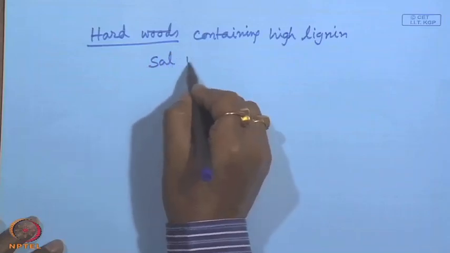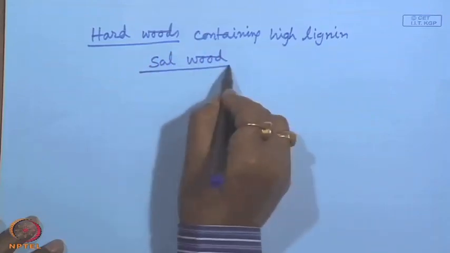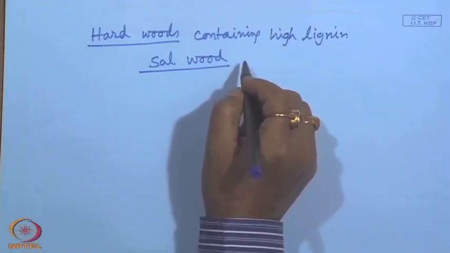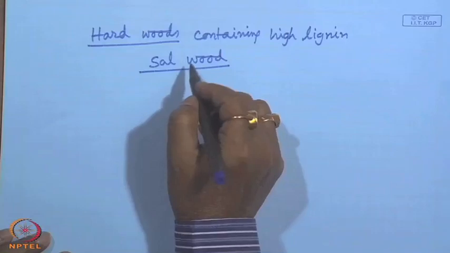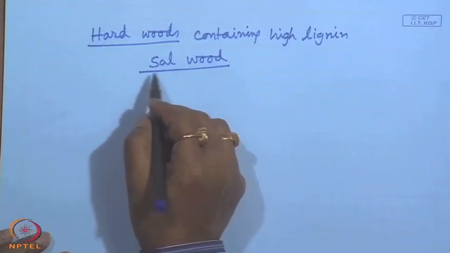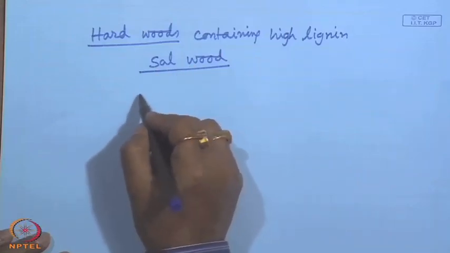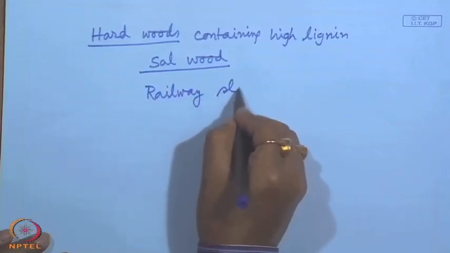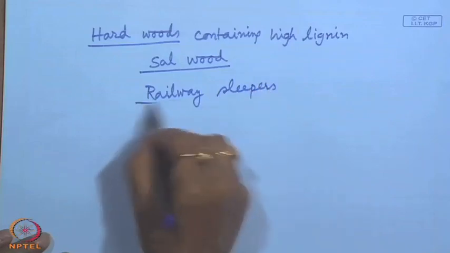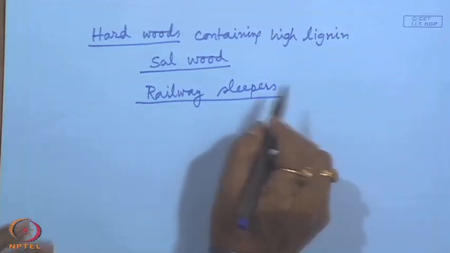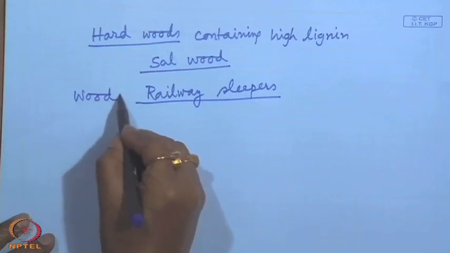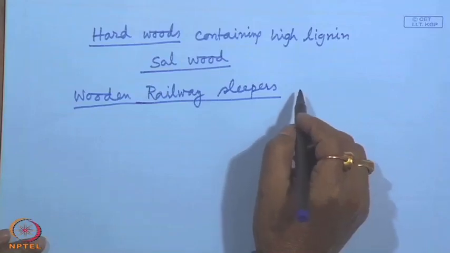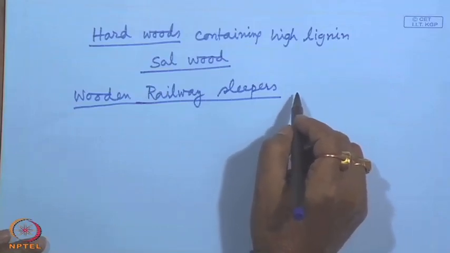Salwood. This is heavy wood, the density is very high, and it is also very strong, and salwoods were used as railway sleepers. Today, wooden railway sleepers have been replaced by steel sleepers, then concrete sleepers.